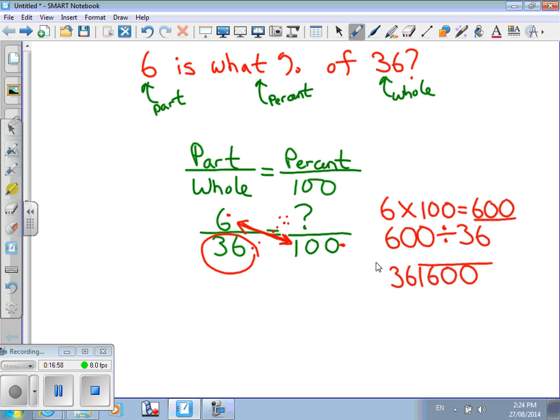and divide it by 36, I get 16.6, and then it repeats on and on and on. 6, 6, 6, and another 6. So I'm going to round this to the 10th position and call it 16.7. So as a final statement, I can say 6 is 16.7% of 36.